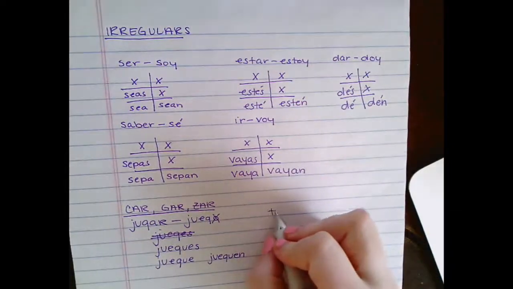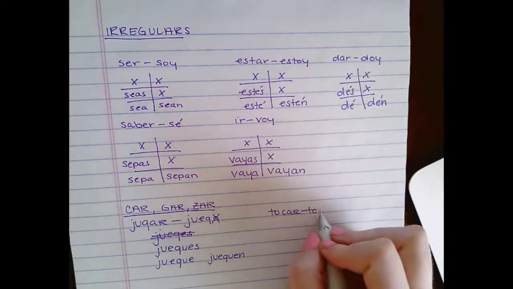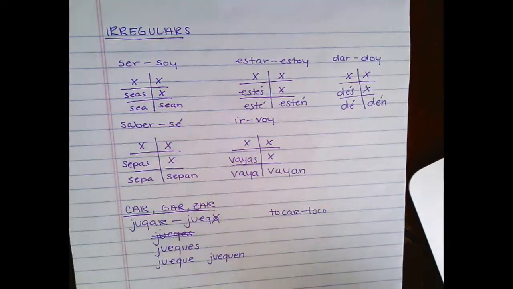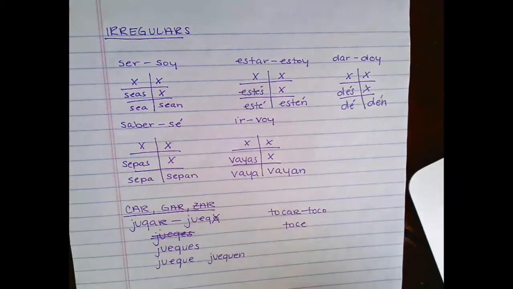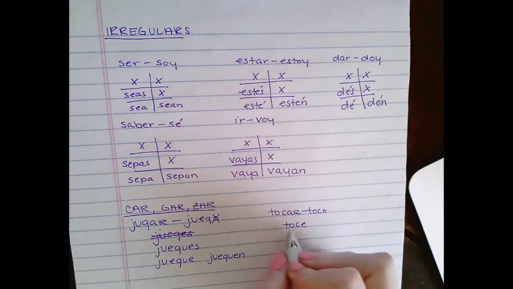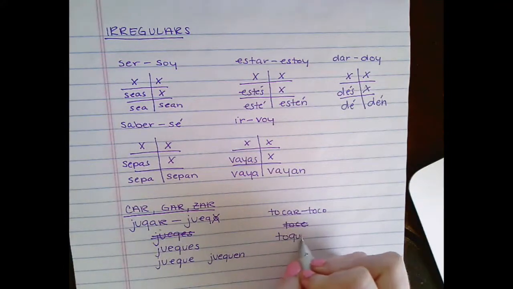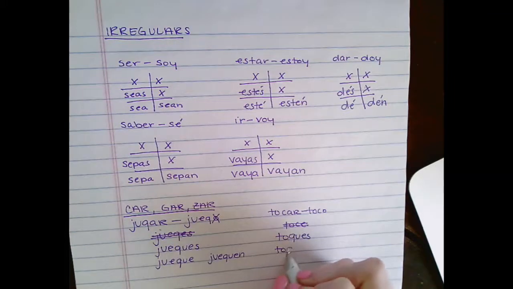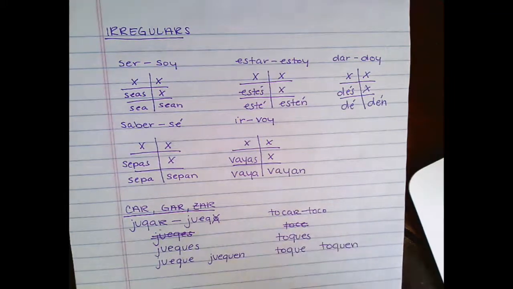A car verb, tocar, to play or to touch. We know that the yo form is toco, so we want it to say toque. We know that. But if we were to spell it like this, that says tose. In order to preserve the sound, we add a Q. So toques, toque, toquen.